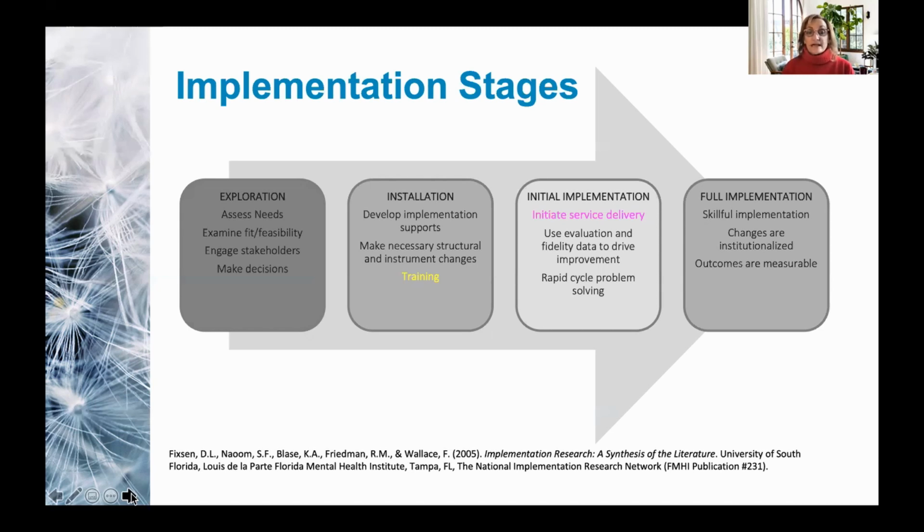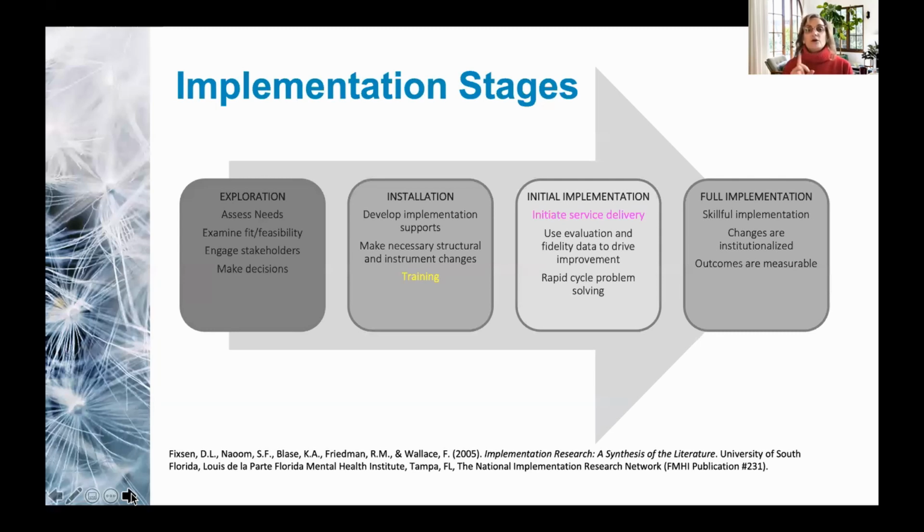So what first has to happen is figuring out what the needs of the organization are, and what's available out there to meet those needs. Does it fit? Is it feasible? Who do you need to engage? What kinds of decisions need to be made? And then moving to figuring out what implementation supports are needed, what's going to need to change in this organization in order to put this intervention on the ground. What has to change in terms of workflow or process or hiring or people or space, all those things.